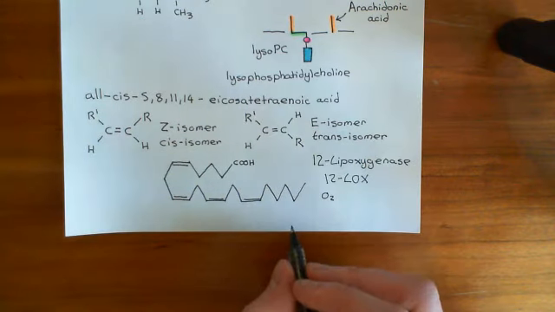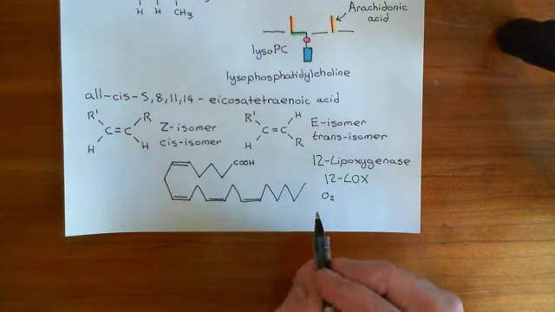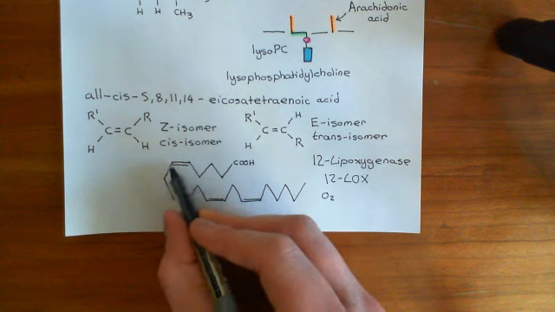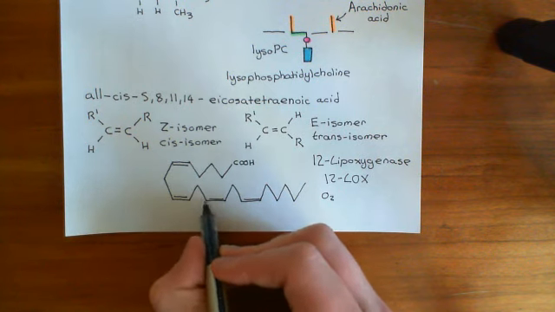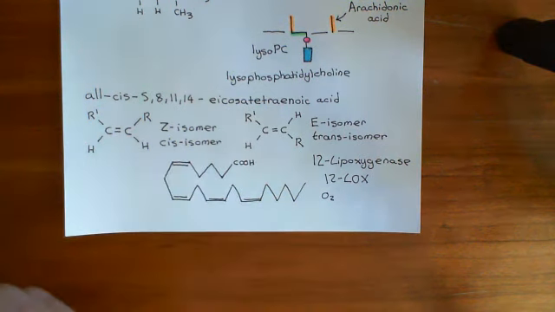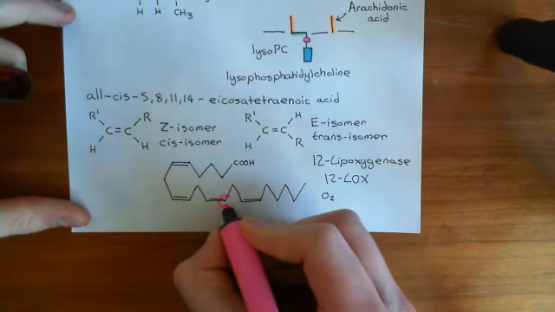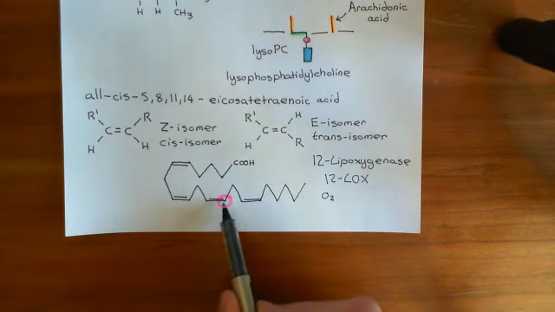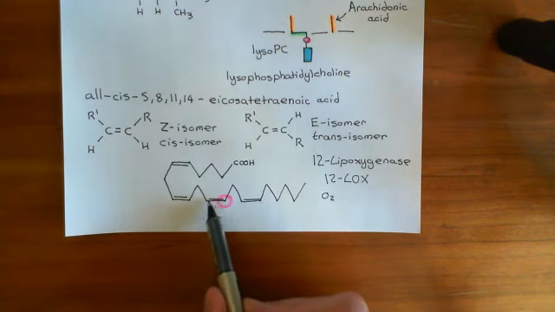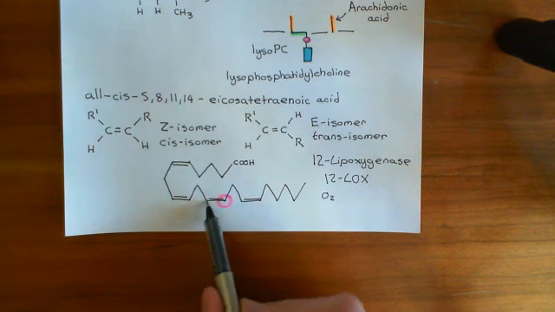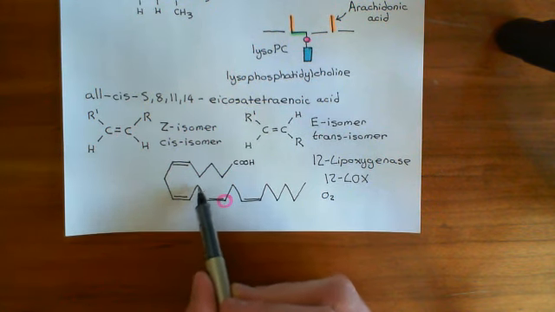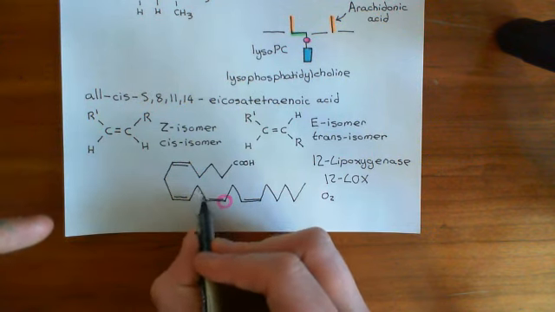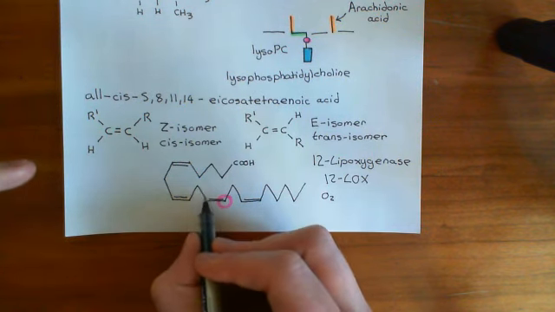Now, where is it going to put it on? It's going to put it on the 12th carbon. So where is the 12th carbon? Well, let's count along. 1, 2, 3, 4, 5, 6, 7, 8, 9, 10, 11, 12. So it's this carbon here. What's going to happen is firstly you're going to do something about that double bond. The double bond is going to move from being between this carbon and this carbon to being between this carbon and this carbon over here. And it's no longer going to be a cis double bond, it's going to be a trans double bond when it moves on to there.